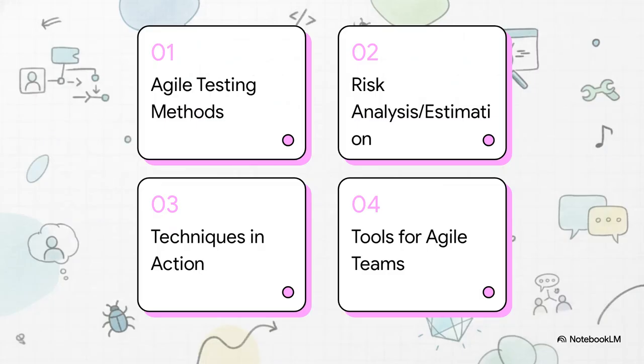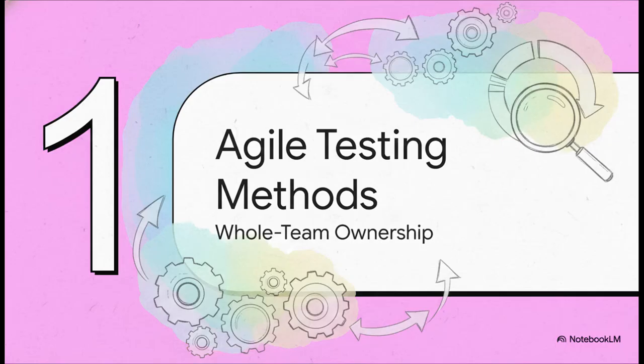Okay, so here's our game plan. We'll kick off with the core methods, then we'll jump into risk analysis, see how these techniques actually work in the real world, and finally, we'll check out the tools that make it all happen for Agile teams. All right, first up, agile testing methods.